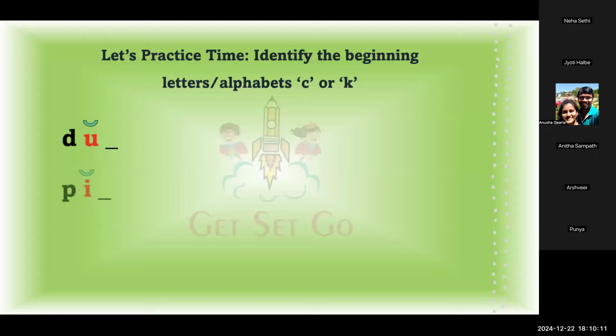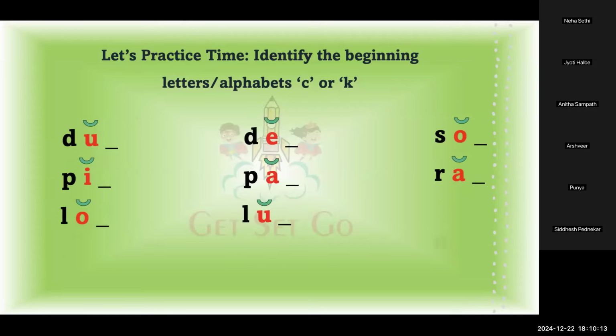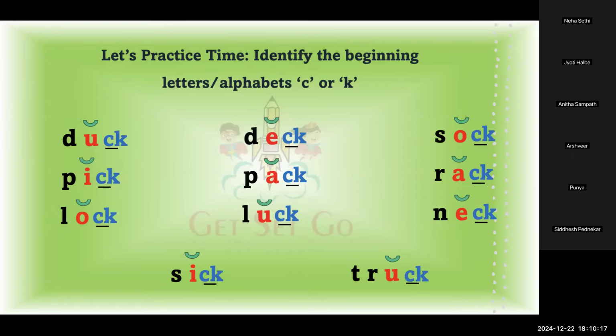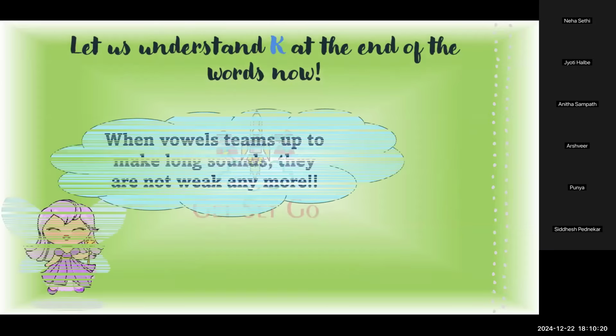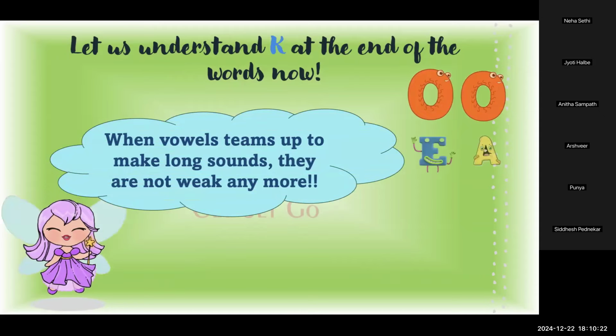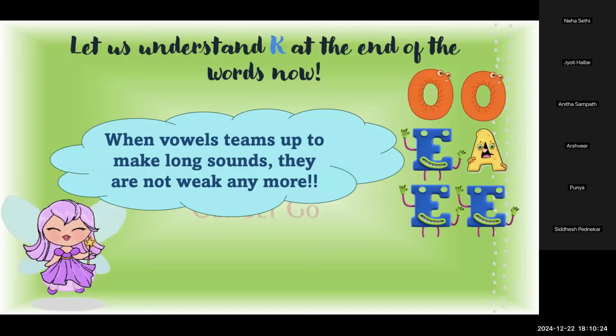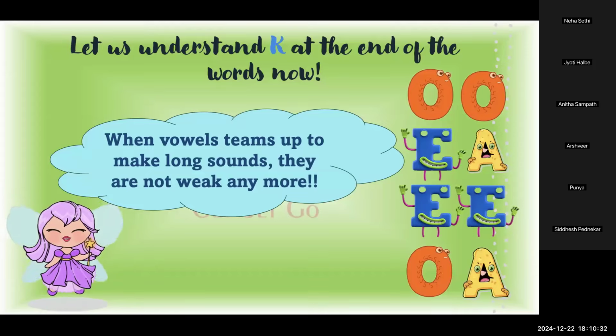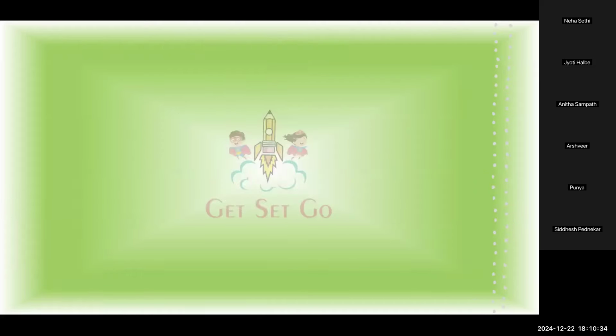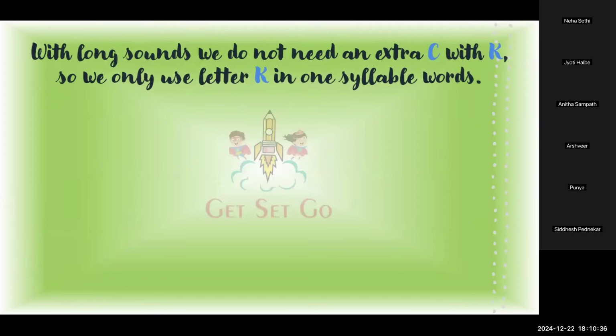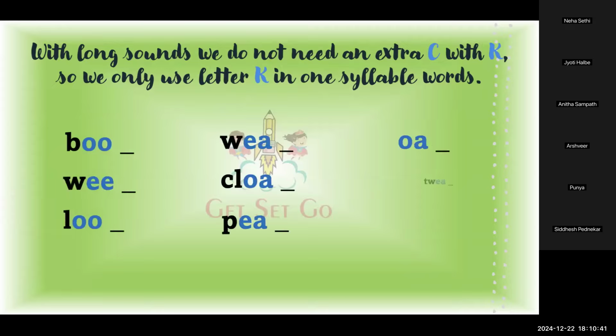Then again, you have practice words like this, and the answer appears later. And then K. K comes when you see a vowel team. The visuals appearing on the right hand side are so attractive to catch a child's attention and to enhance their learning experience. When vowels team up, they make long sounds. They are not weak anymore. So they don't need any extra protection of CK. Only K is enough. So K comes in such words.